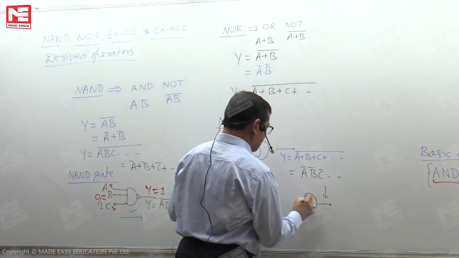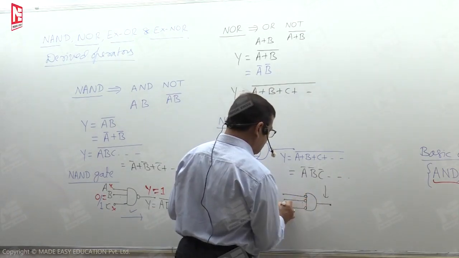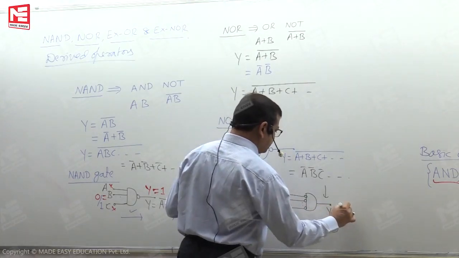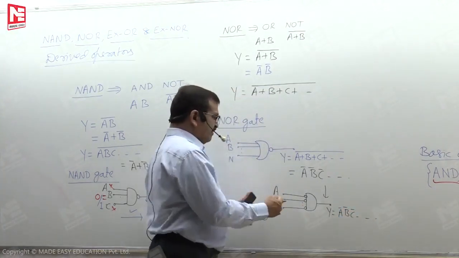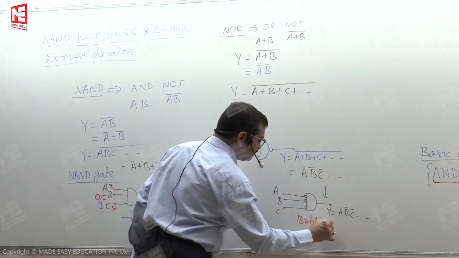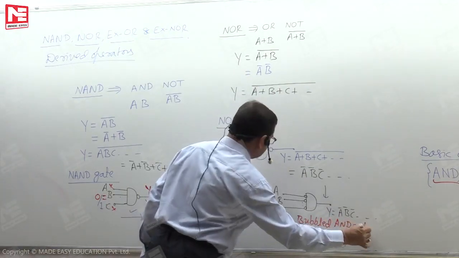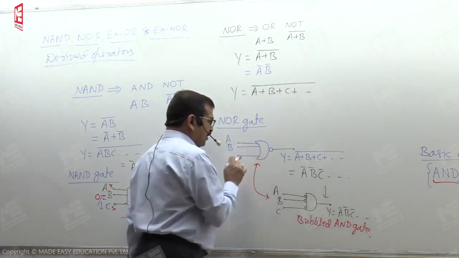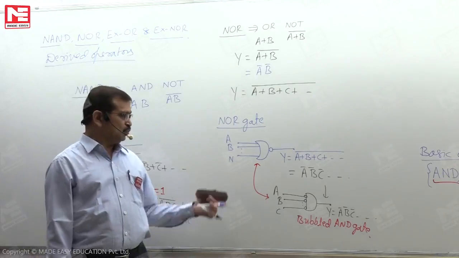To read this result, the inputs we are giving are supposed to be inverted inputs. Then only the expected expression A complement, B complement, C complement we are reading. So this gate we must name as a bubbled AND gate. So the conclusion is: a NOR gate is equivalent to a bubbled AND gate, or vice versa. A bubbled AND gate is equivalent to a NOR gate.